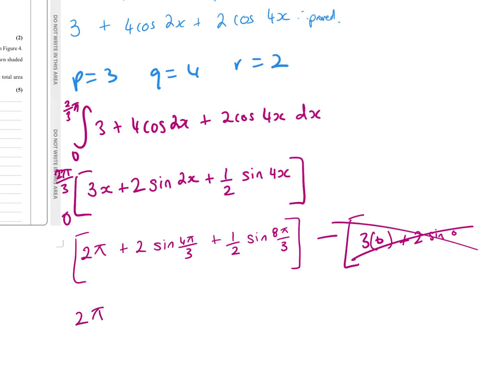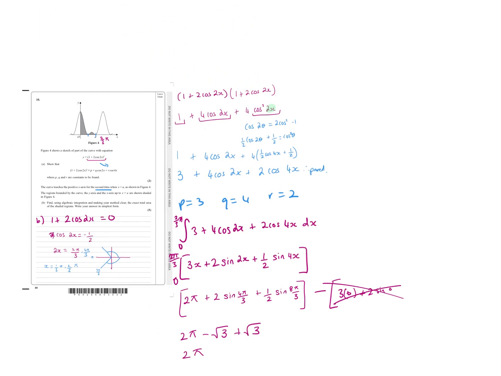Yeah. What is sine of 4 pi over 3? Minus root 3 over 2. Minus root 3 over 2 times 2 is minus root 3. Brilliant. Sine of 8 pi over 3? Root 3 over 2, which is plus root 3 over 2 times a half. Oh, so it's still 2 pi. Ah, so the answer is 2 pi. Okay, so then, what did we even figure out? The area is 2 pi.